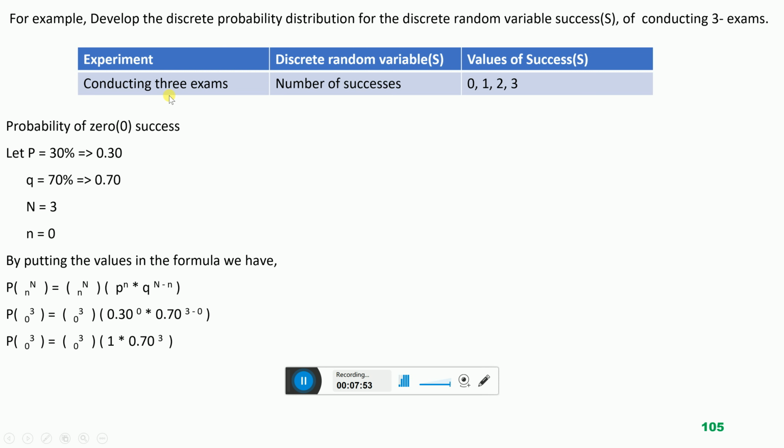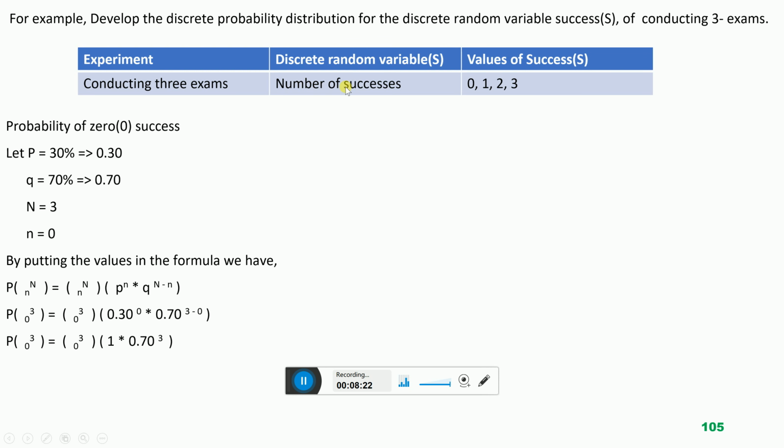Look, this is very clear from this table. Experiment conducting 3 exams. So the first characteristic of the binomial experiment is satisfied, that this is a multiple step experiment. And second, when we conduct exams, every exam carries 2 outcomes. Success means pass exam, or failure.